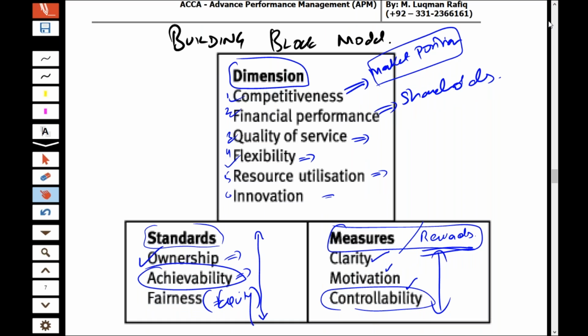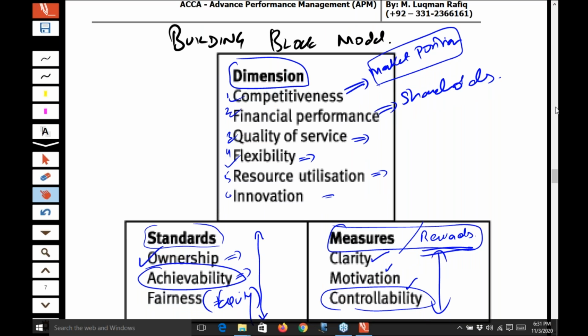Is that okay to everyone? Yeah, is everyone okay with this? Do you have any questions with respect to this building block model, please? Anyone having any questions, please?